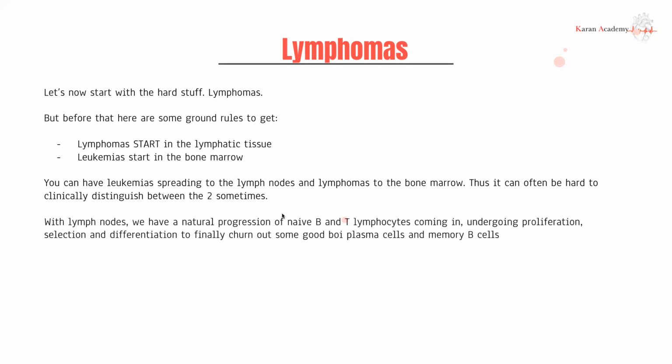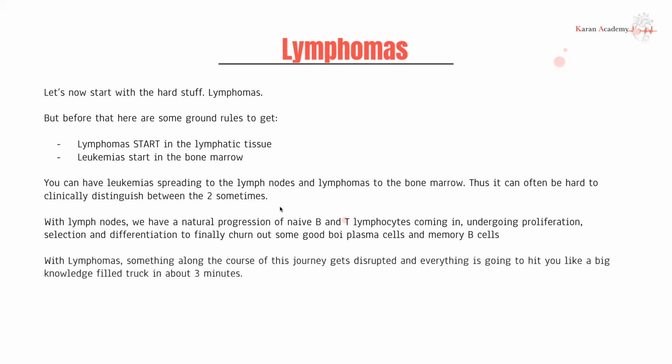With the lymph node, we have a natural progression of various white cells entering the lymph node, undergoing maturation, proliferation, and then churning out some more mature cells like memory B cells or plasma cells. And with lymphomas, we basically have an issue somewhere along that progressive course. And over the next 5 to 10 minutes, you are going to think, oh my God, this makes so much more sense. Why didn't I think of it this way? Because that's what happens to me every time I read this. I also realize I'm probably overly enthusiastic about lymphomas.